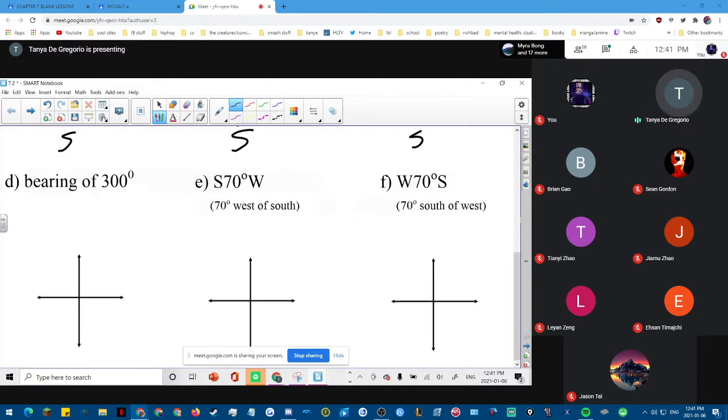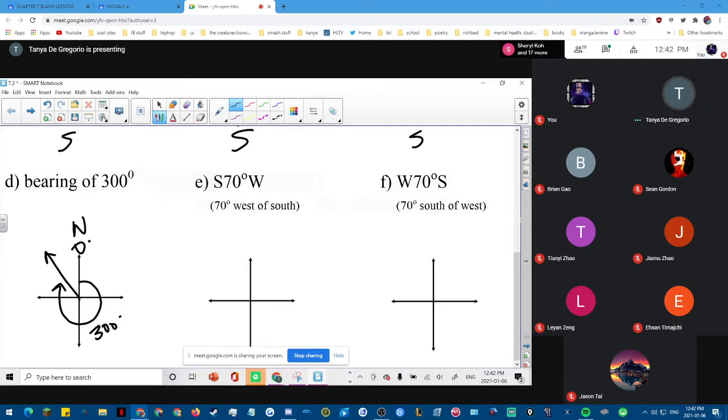Okay, bearing of 300 degrees. So we're talking about a bearing. So that means our zero is here, and this is where we start to count from, and we go in a clockwise direction. And so that's going to bring me into quadrant 2. There's my 300 degrees. Okay.